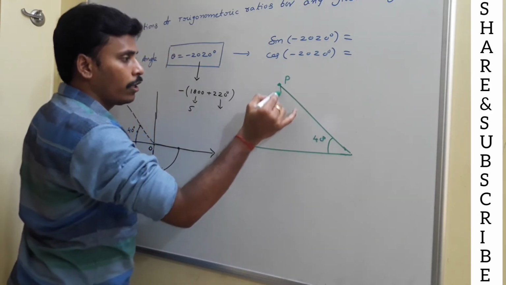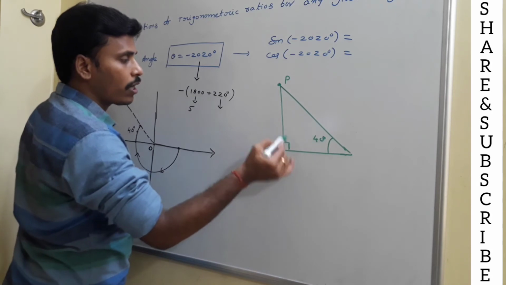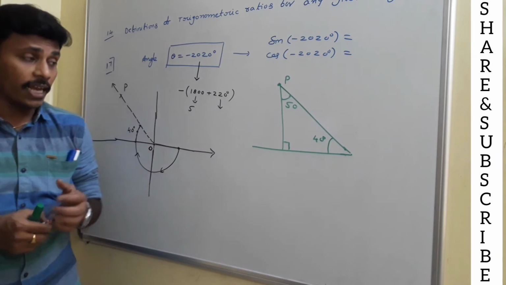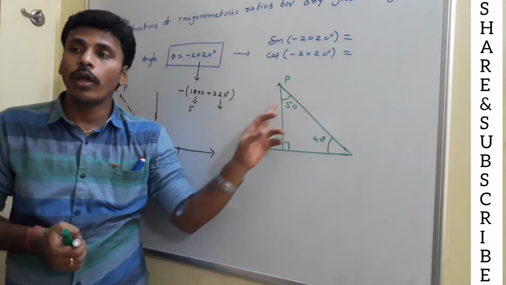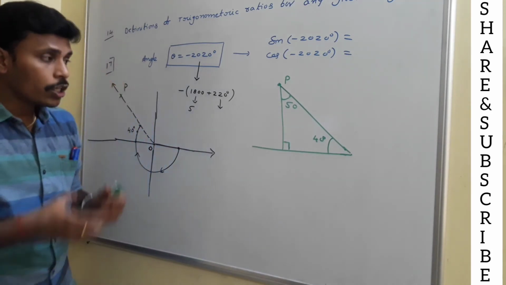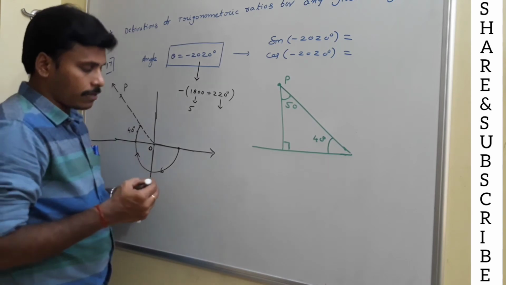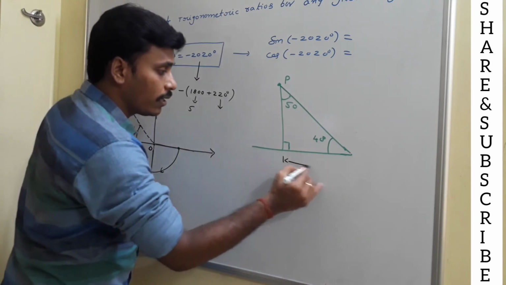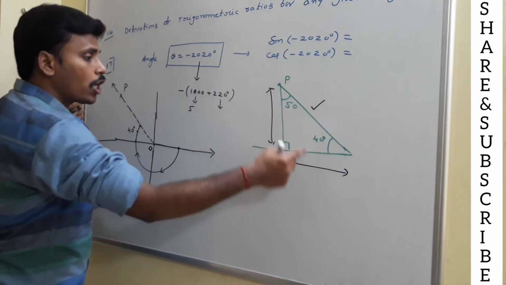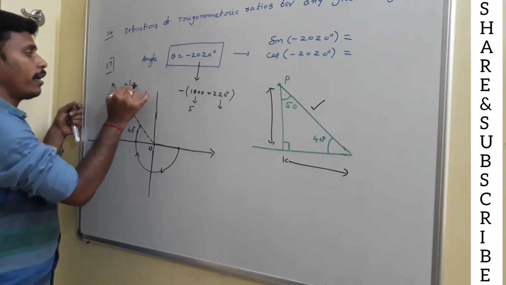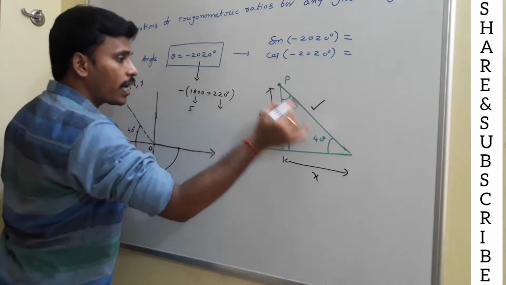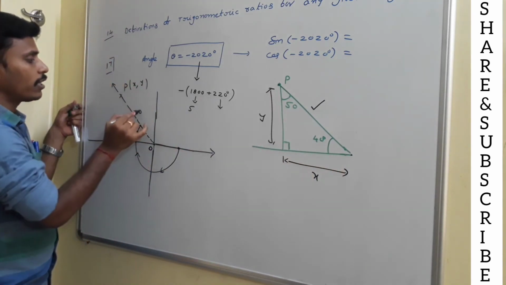If this is your point P, you need to draw a perpendicular. This is 40, this is 90, this is 50. The angles are 40, 50, 90, but we don't know the sides ratio with these angles. Using a scale, you need to measure this length and this length as well as this length. The length opposite the 50 acts like the x coordinate, and the length opposite the 40 acts like the y coordinate. The distance from P to O is nothing but r.